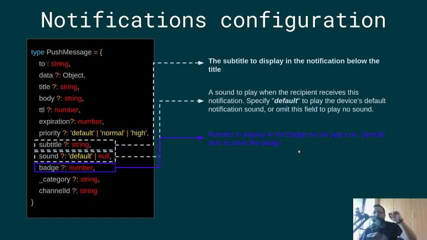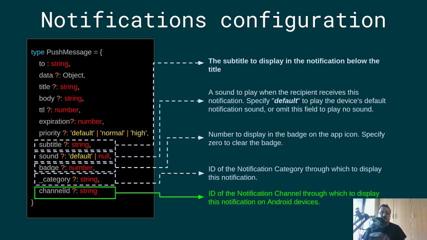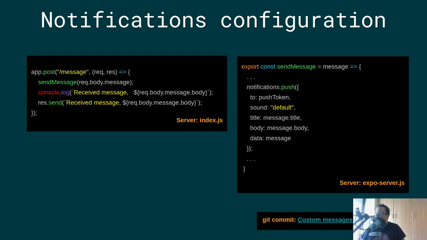Usually you'll see 3, 4, 5, 6, 7 badge icons and these kinds of things. The category ID is the notification category through which to display this notification, and the one only for Android is the ID of the notification channel through which to display this notification on Android devices. So the category ID is the notification category in iOS, and the channel ID is the notification channel for Android. So this was what you need.